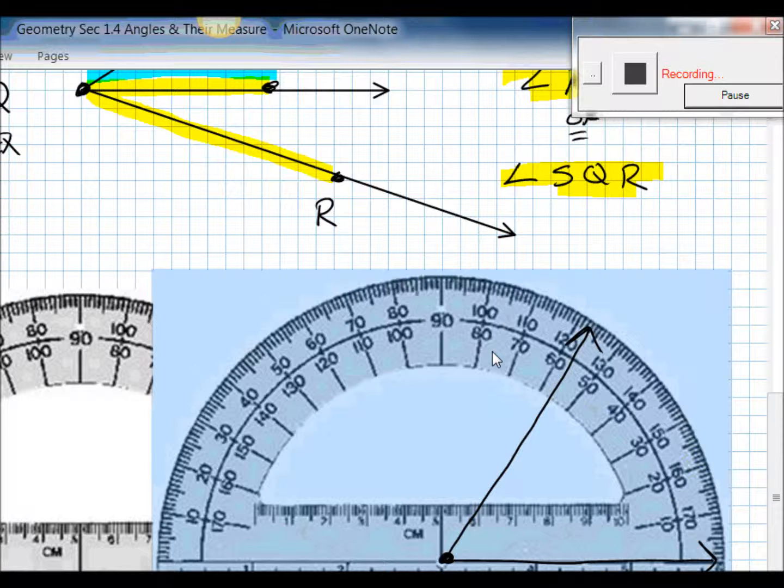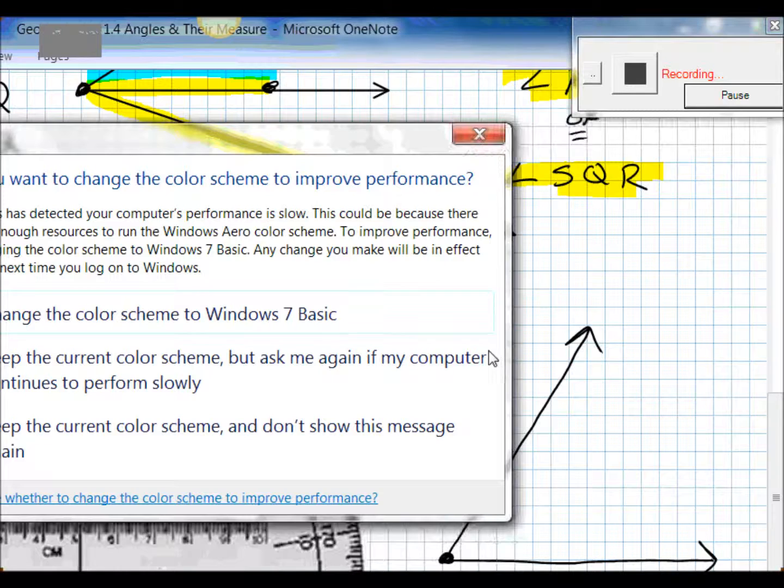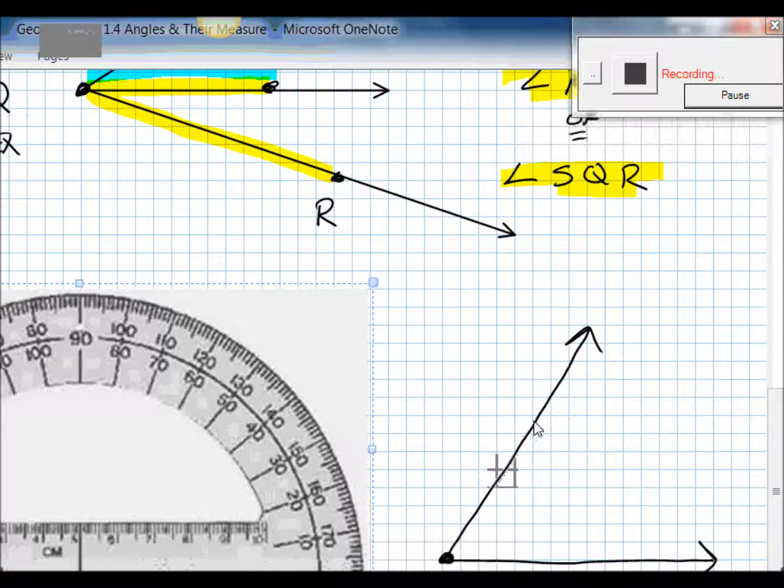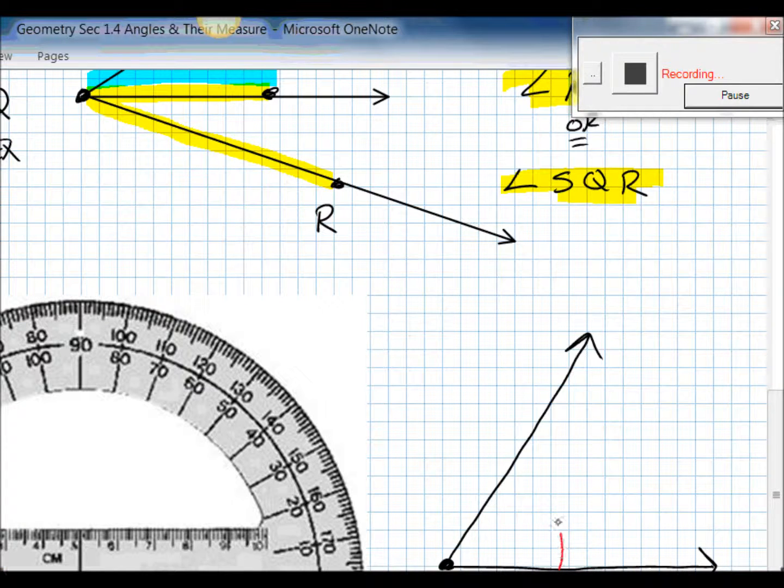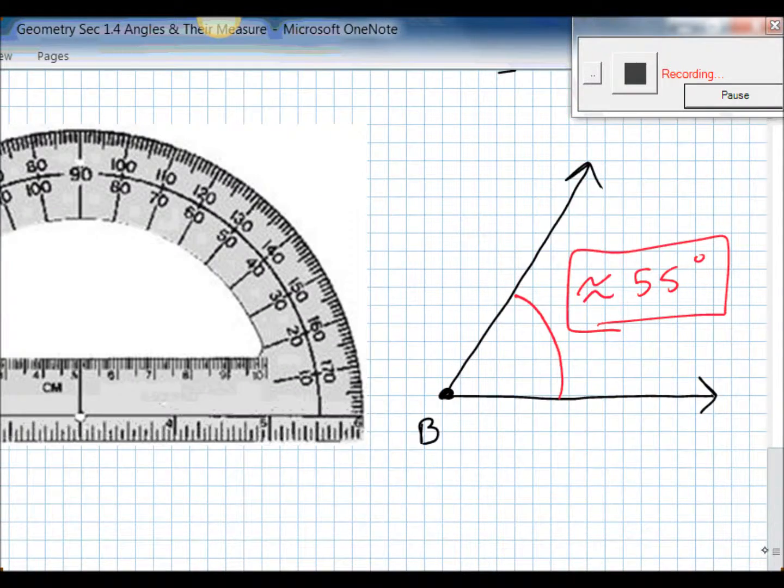So go ahead and try and measure the angle that you created on your page with your protractor. So my angle was about 55 degrees. Okay? So you're going to be using your protractor to measure angles later today. And that's all there is to that one.